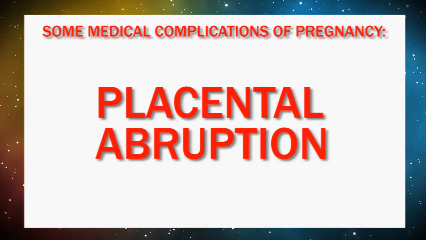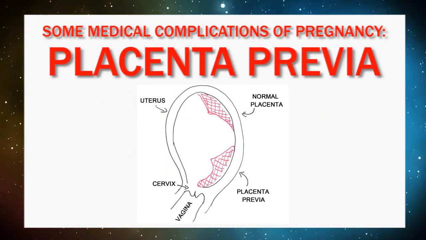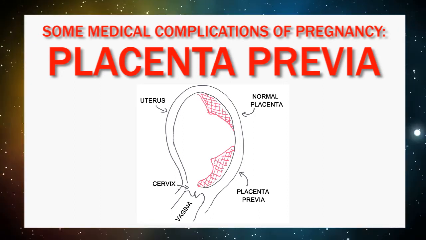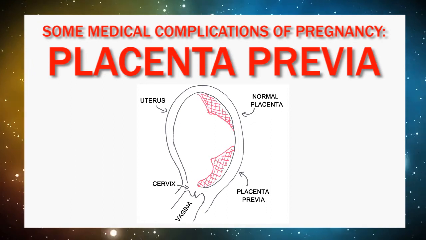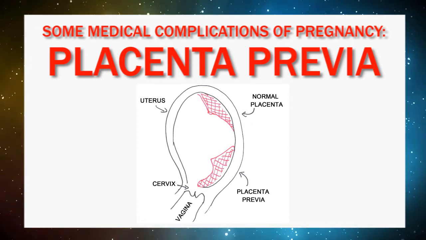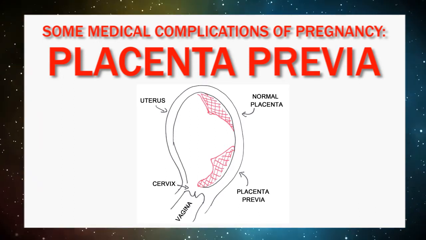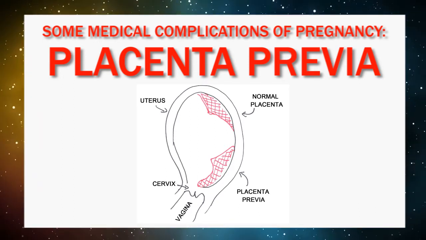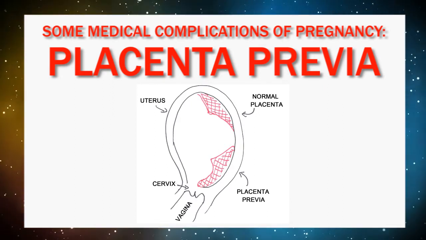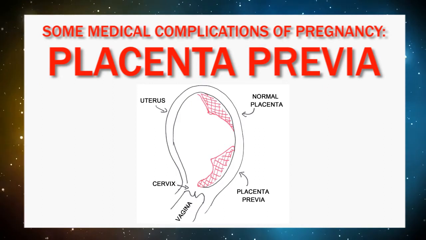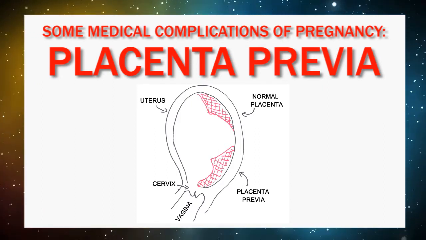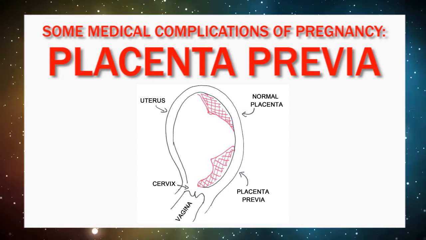Then we have what's known as placenta previa. Placenta previa means that there's a low-lying placenta. It's located lower than it should be. Compare in the image with the normal placenta, which is higher, as you can see in this cross-section image of the uterus. If the placenta previa is located too low or is covering the cervical os, then a C-section is done to deliver the baby.